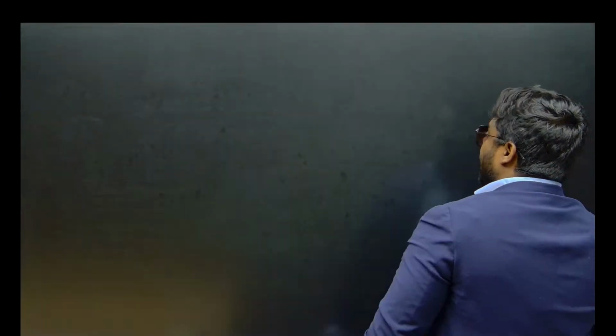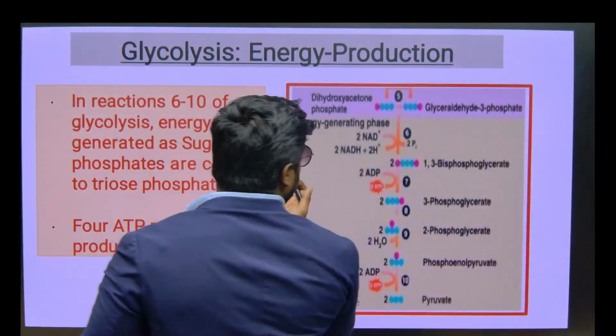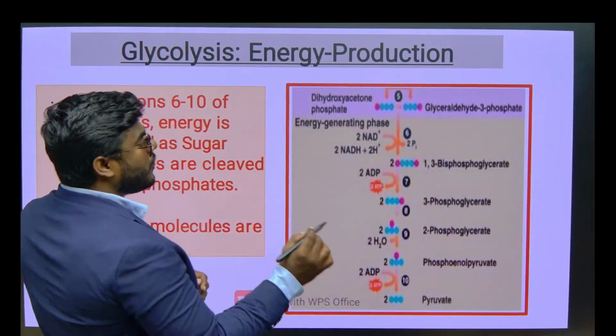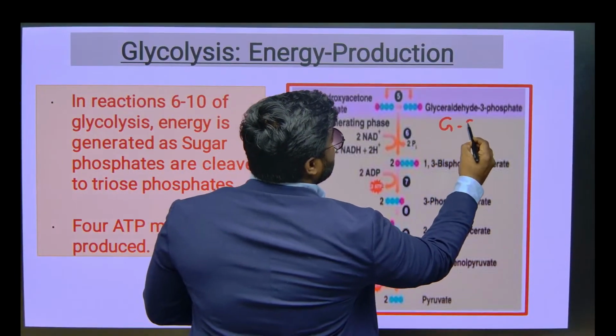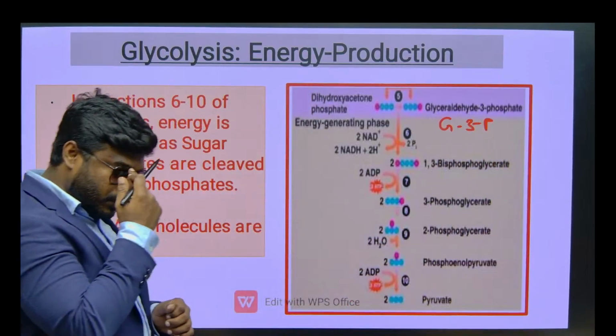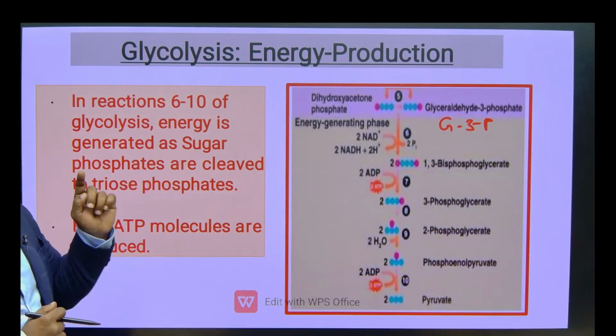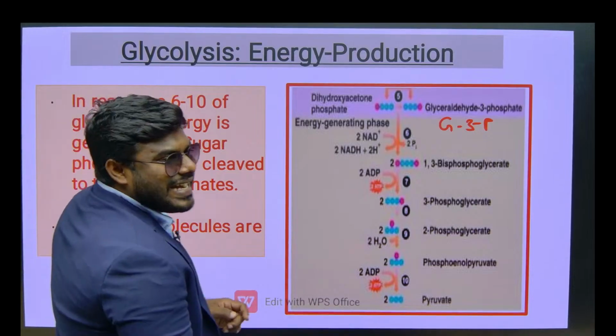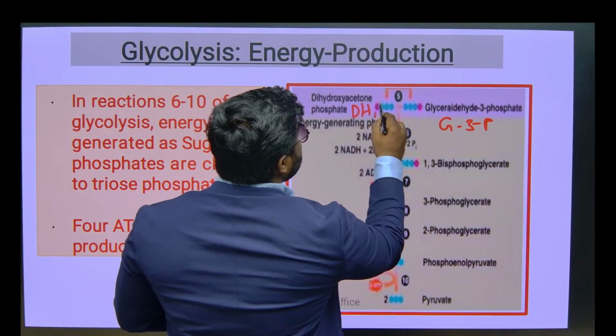Don't worry. Now I'll explain it slowly. Now all of you focus. This is glyceraldehyde 3-phosphate. How many carbons? 3 carbons, with 1 phosphate. Now all of you look at this. So DHAP also does the same function.